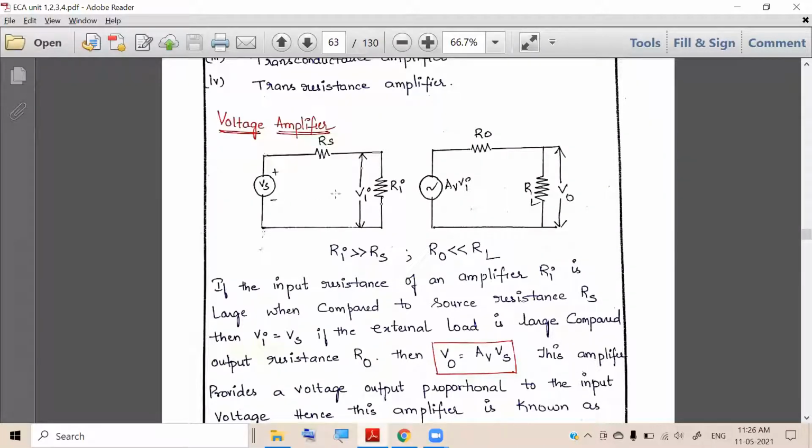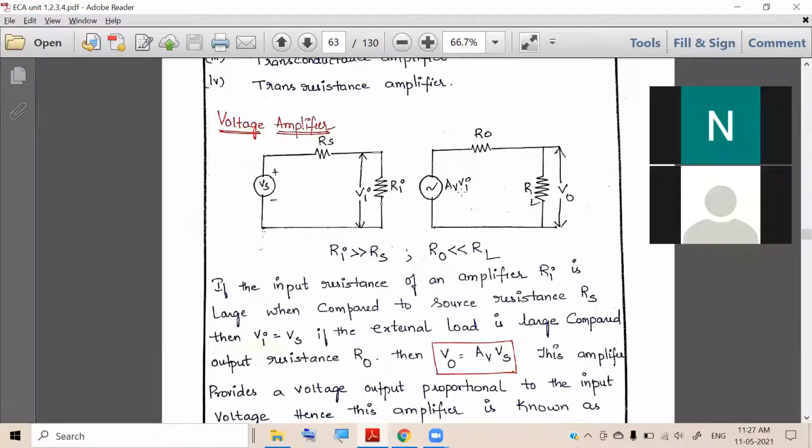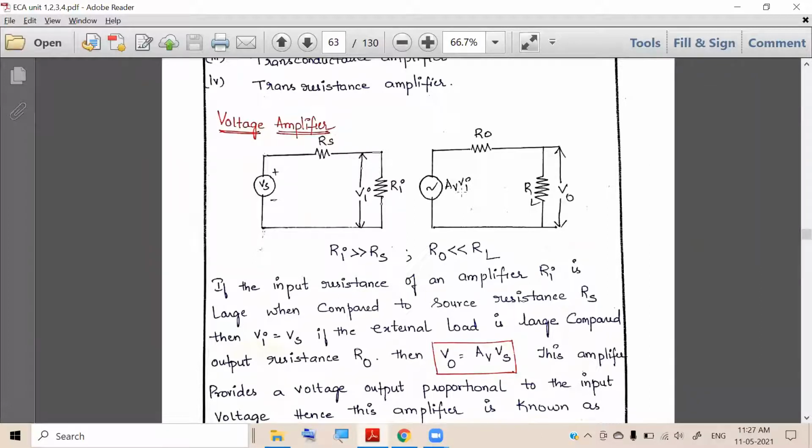Simple: this voltage is equal to Vi, this voltage is equal to V0. Vs is equal to Vi. AV Vi is equal to V0. Already Vs is equal to Vi, so we can mention AV Vs. So V0 is equal to AV Vs.